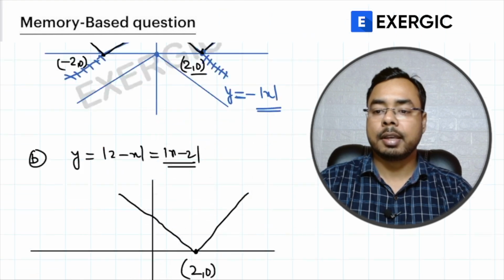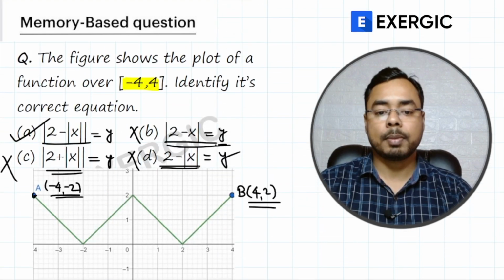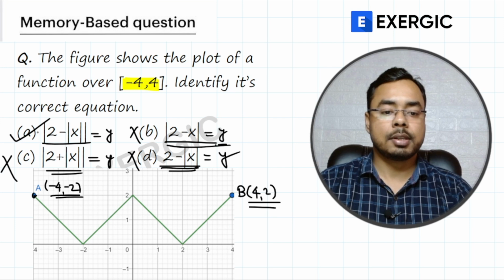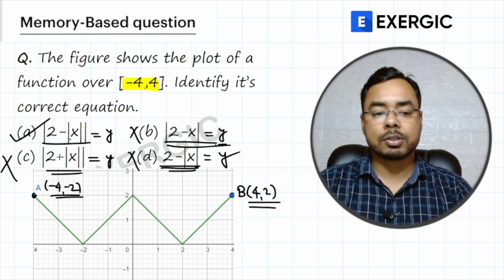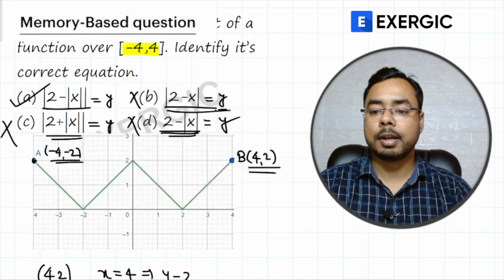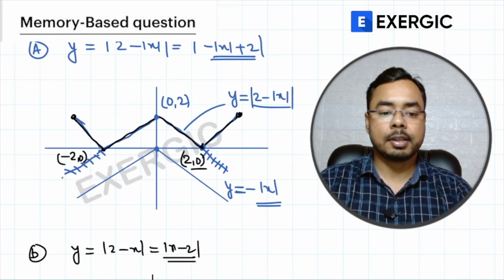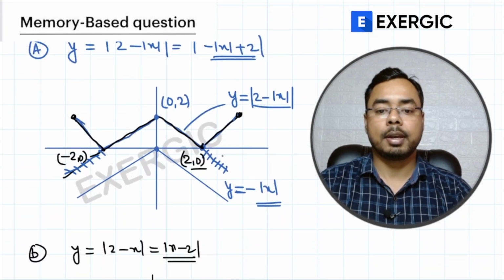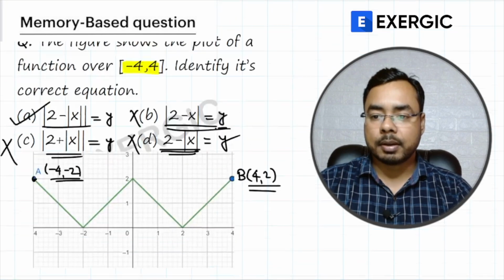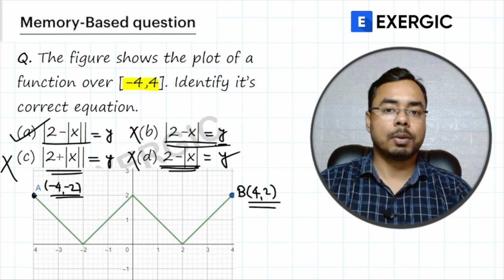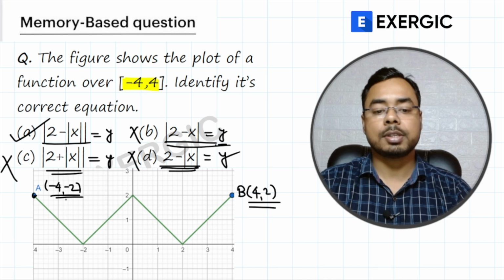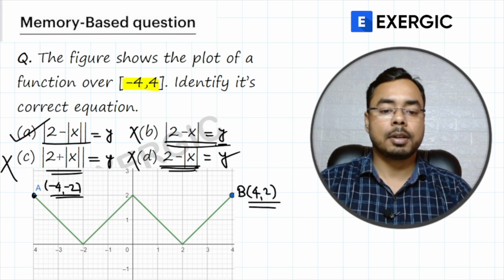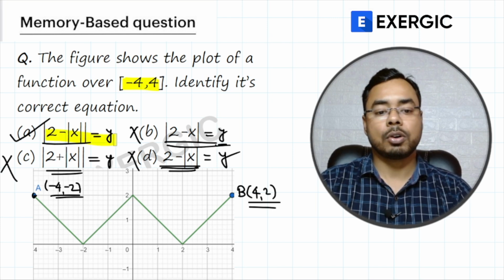And option D, I think we have already covered. Option D is 2 minus mod x, right? So this is, I mean, one step before option A, right? 2 minus mod x. This was the graph of function 2 minus mod x, right? So from here also you can see that only option A will give us a W-shaped curve. All these three options B, C, and D will give us a V-shaped curve, right? And therefore the correct answer to this problem will be option A.